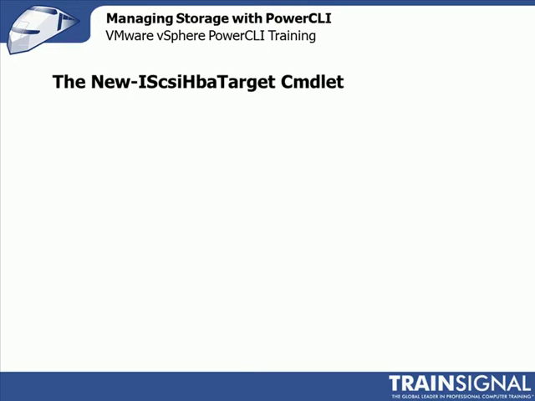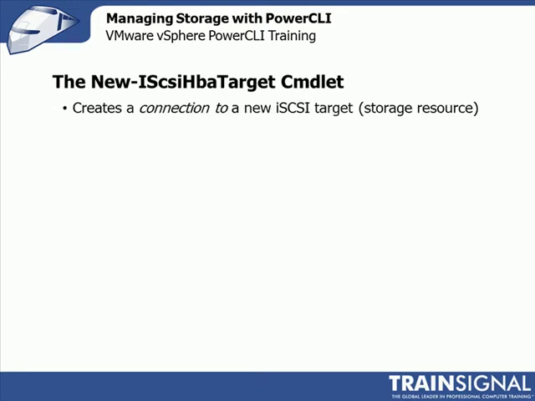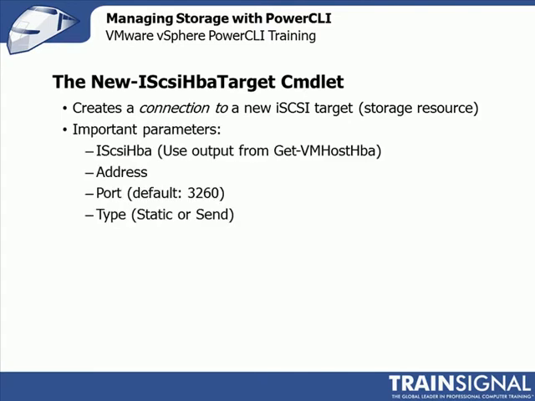Let's focus a little bit more on the new iSCSI HBA target commandlet. This commandlet is used to create a connection to a new storage resource. We've got several important parameters. Some of them are going to be iSCSI HBA, which you can obtain from the Get-VMHostHBA commandlet. I'll show you an example of how we do this again in a moment.